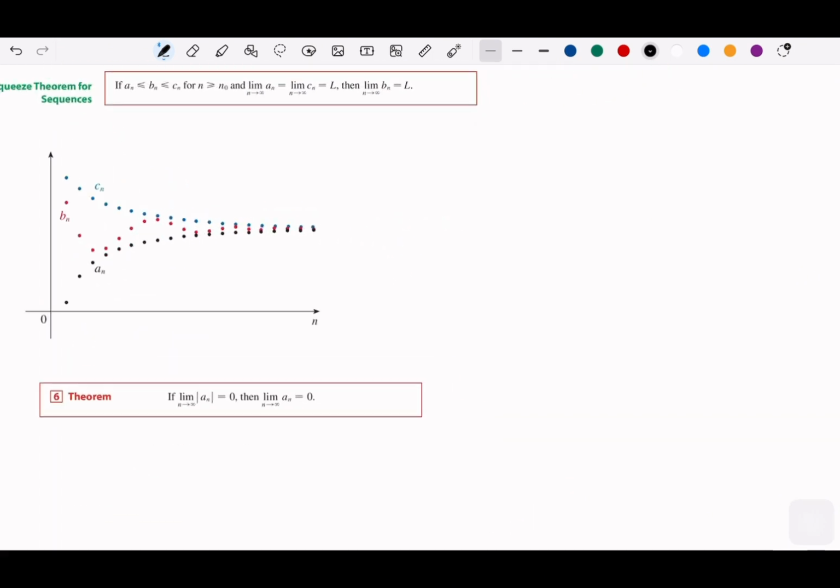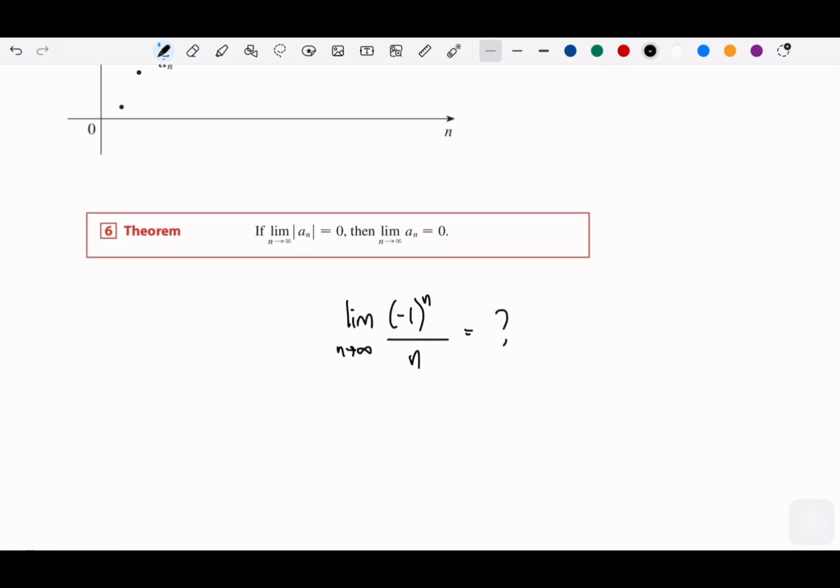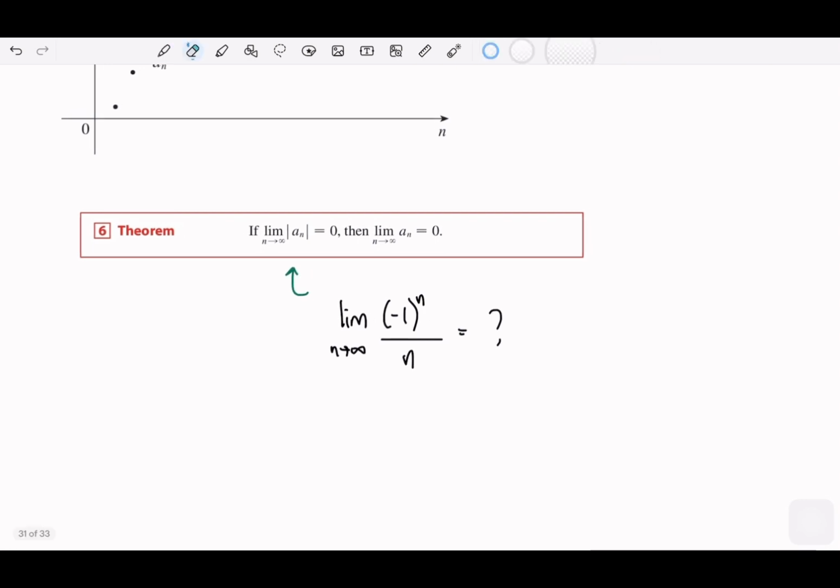How about, for example, here? How about if we have this limit, whether the limit exists or not. So we have (-1) to the power of n over n. This is particularly where we are going to use the theorem here. So we are going to take this in absolute value.